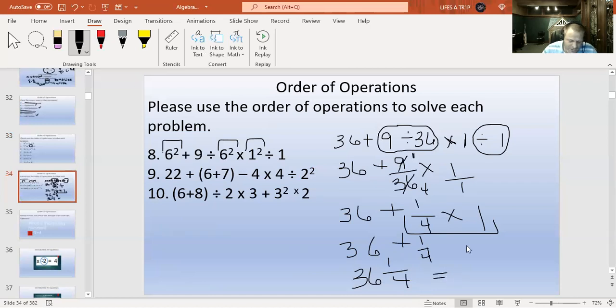And I'm going to turn it into a decimal here, 36.25. Because we know that 1/4 is a quarter, right? Hopefully we do.